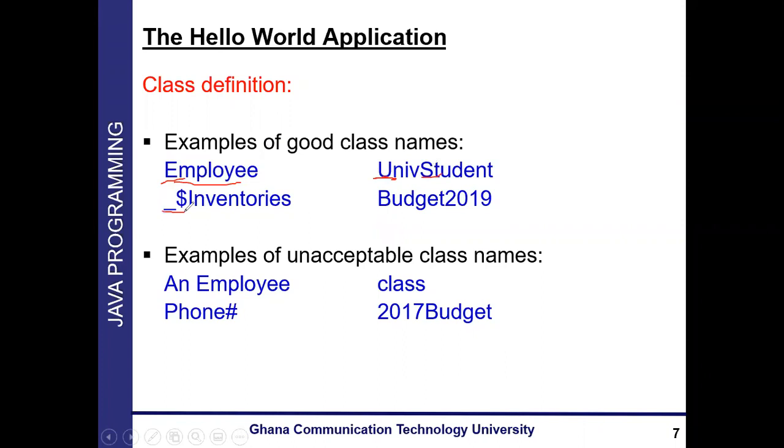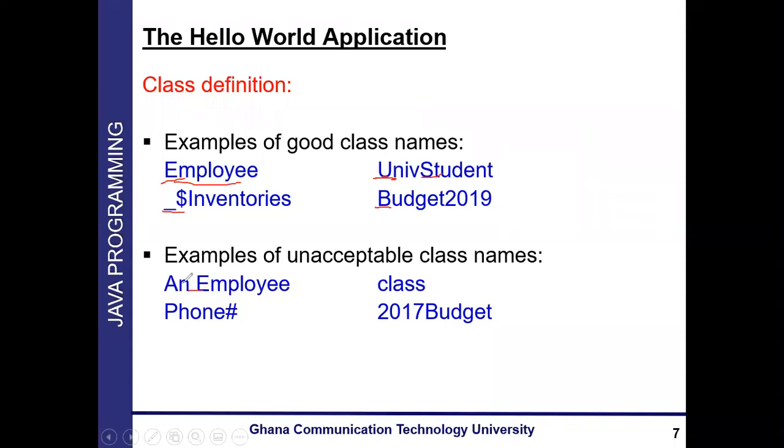This starts with an underscore, and like we said, the dollar sign is also accepted. So once it starts with an underscore, it's an acceptable class name. This has a number in it, but once it starts with a capital letter, it's acceptable. So these are acceptable class names. Now, what is not acceptable is a space. When you put a space, you're going to get an error.